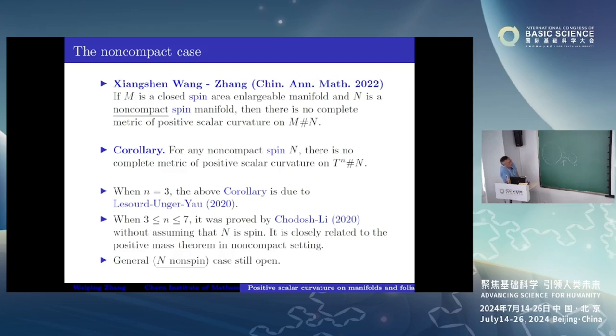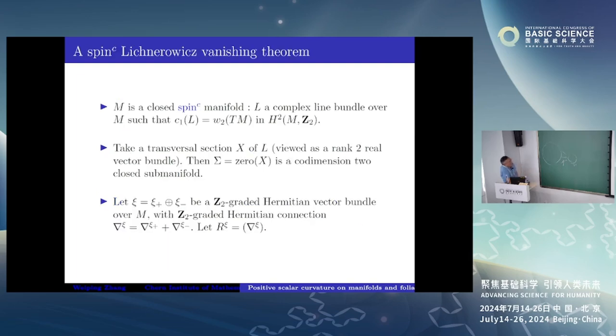And of course, such a statement is closely related to the positive mass theorem in the non-compact setting. For general non-spin manifolds, the case is still open for higher dimensions. So now, let's go back to the previous remark about this higher dimensional positive mass theorem for the non-spin case. The general non-spin case is very difficult.